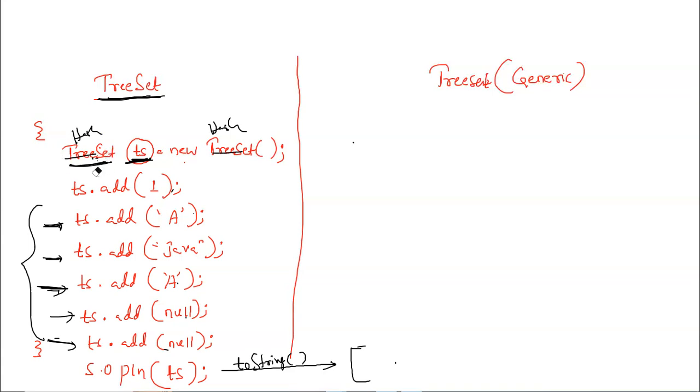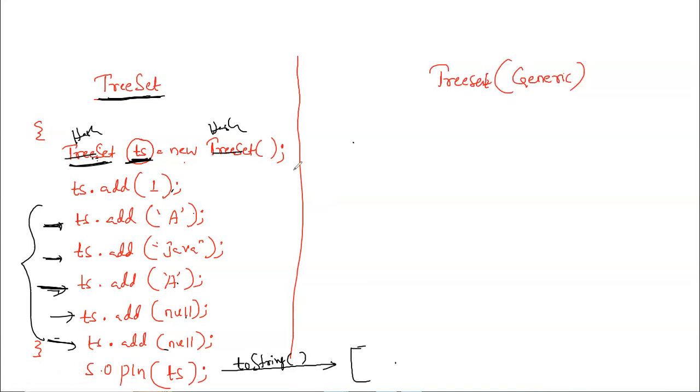That is where TreeSet will throw the error whenever we use heterogeneous kind of data. It accepts only homogeneous kind of data. So even with the normal approach or through a generic approach, then what is the meaning of generic?